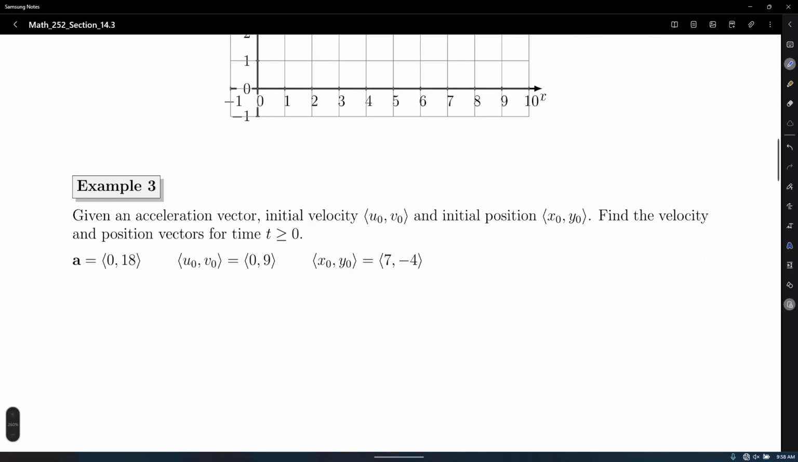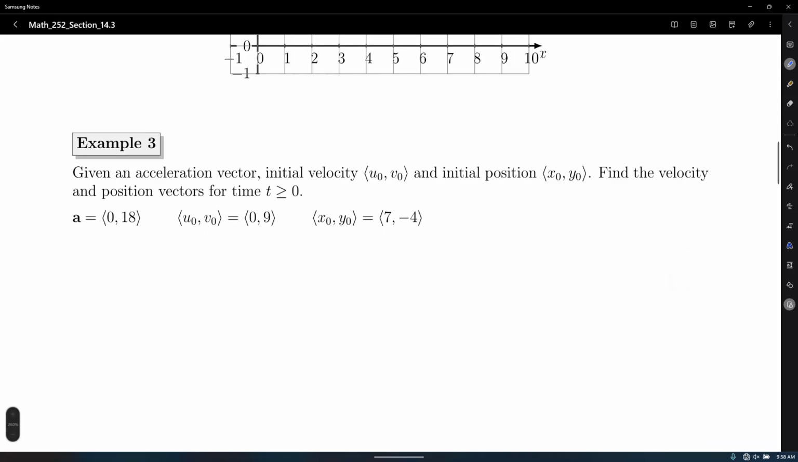Okay. Anyway, example number 3. We're given an acceleration vector below this one, and we're given an initial velocity and an initial position as vectors. So, again, in the same way we went f of x, f prime of x, f double prime of x, that is position, velocity, acceleration.